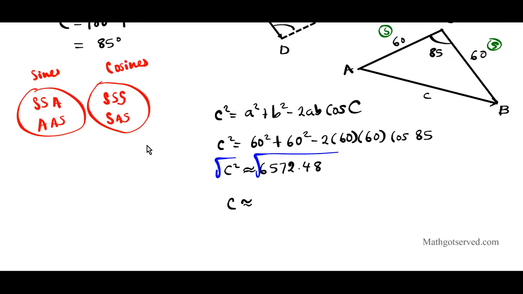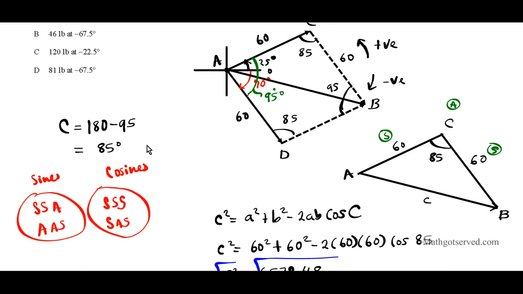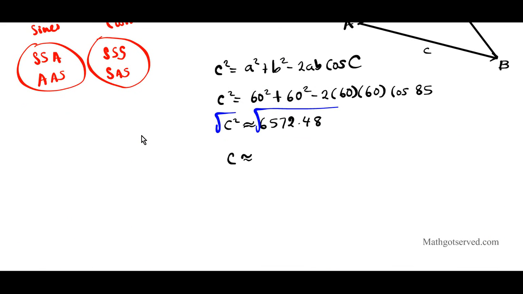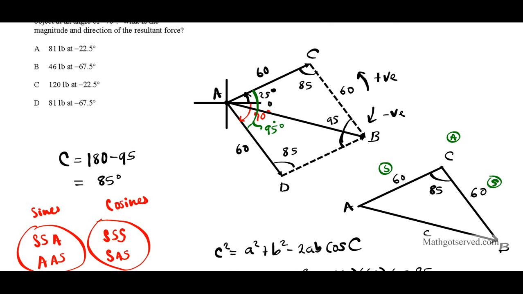81.07. Okay, 81.07 when rounded to two decimal places. Actually, it's supposed to round it to a whole number here. So it's simply going to be approximately 81 pounds. Okay, so 81 pounds is the magnitude of the vector. So answer is either A or D, can be B or C.